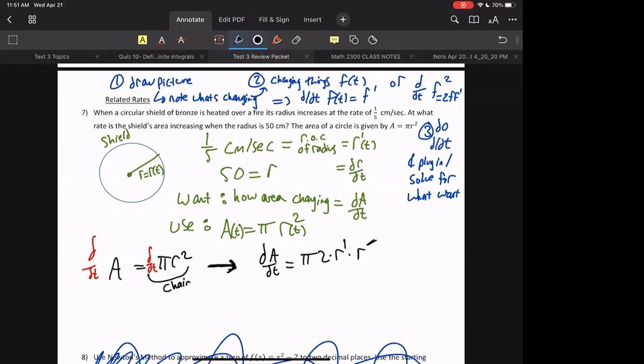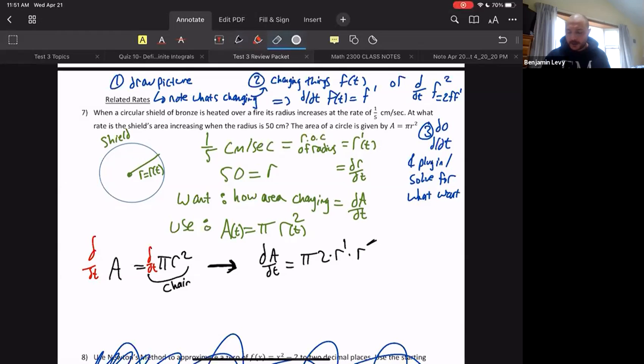Excellent. I'm going to delete the r to the 1 just so you don't think they're both derivatives, but I'm just trying to indicate that we did the power rule there. Yep, 2r prime. And the left-hand side became dA/dt, just to be clear. And that's the thing we want, right? We want that. That's what we're trying to solve for here.